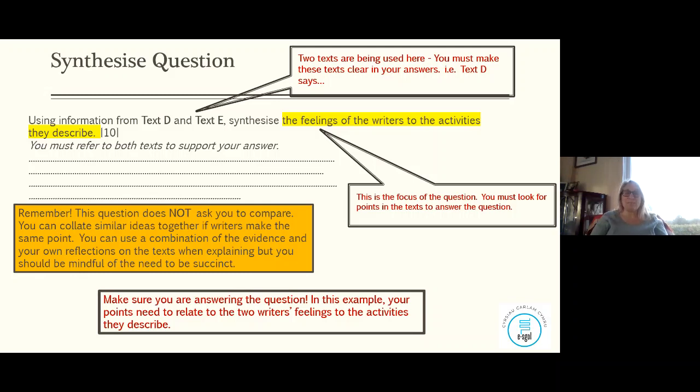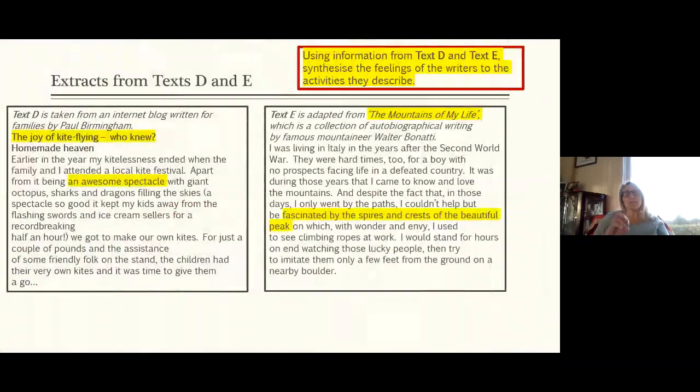Okay, big thing now, you need to make sure you're answering the question. It's so important. Okay, so in this example, as we said, your points need to relate the 2 writers' feelings to the activities they describe. So that's really important. You are focusing in on their feelings. Okay, so I'm going to show you 2 little snippets really of the 2 texts that were in this question.